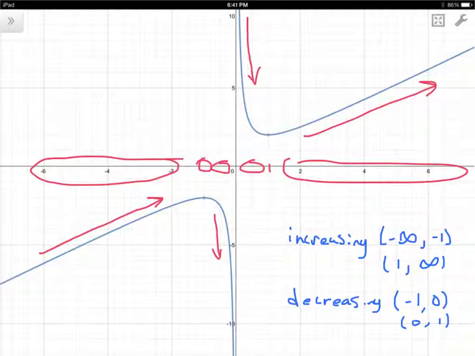So this was an introduction to finding these intervals where the functions are increasing and decreasing. We're also going to talk about finding extreme values in the next video.